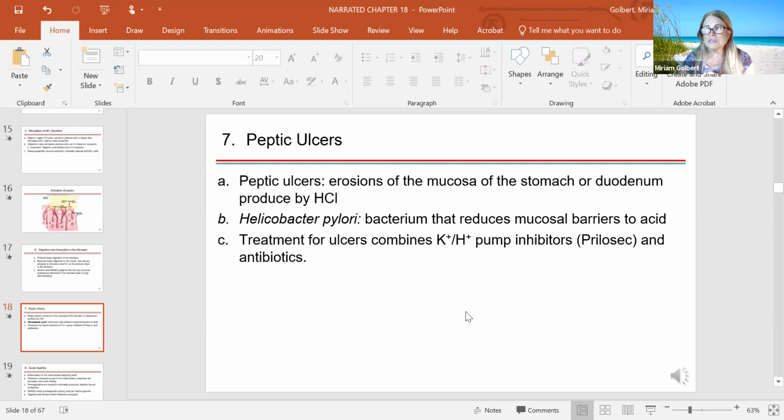And ulcers are now treated with antibiotics because they have to treat that Helicobacter pylori, which is the bacteria that causes a reduction of that protective mucus layer. And then the acid can erode the mucosa and cause these ulcers and the pain.